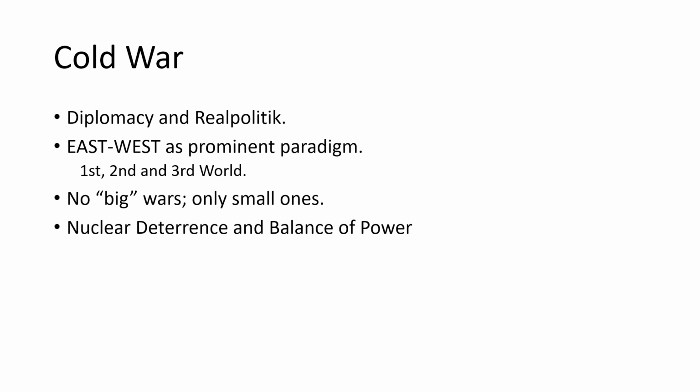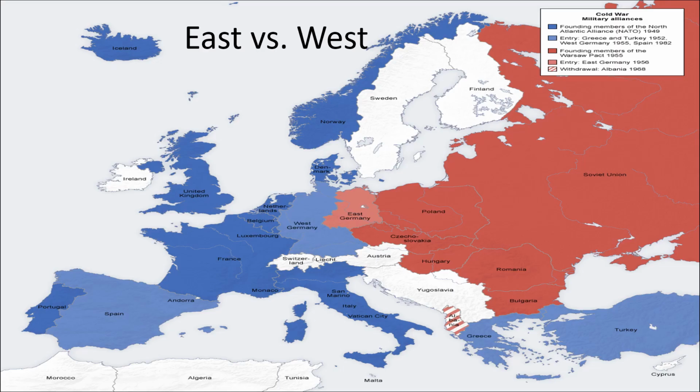During the Cold War, there were no big wars among superpowers, and only small proxy ones that did not directly include a superpower fighting against another one. This was achieved through the nuclear deterrence and the balance of power schemes that were embedded into the structure of the Cold War. This map of Europe, divided along the lines of East versus West, with Eastern Bloc countries represented in red, and Western or NATO countries represented in blue, shows a division in Europe in a very clear way.